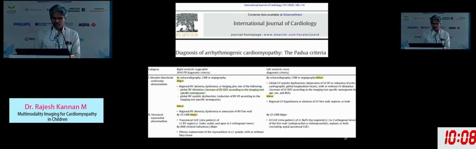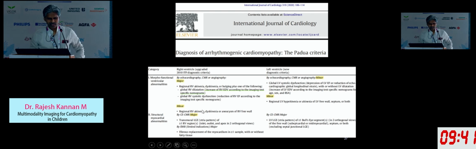Coming to another important entity, arrhythmogenic cardiomyopathy. As we all discussed in the morning, the Padua criteria is the one used for the diagnosis of arrhythmogenic cardiomyopathy, where you are looking at the major as well as the minor criteria. The advantage of the Padua criteria is that even with MRI alone, we can diagnose ARVC based on the two major criteria. One is the morpho-functional abnormalities in the form of regional wall motion abnormality with elevated RV volume and reduced EF, as well as if we are able to demonstrate RV focal LGE.